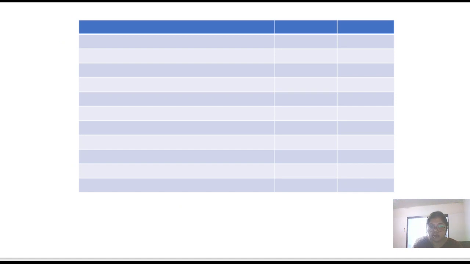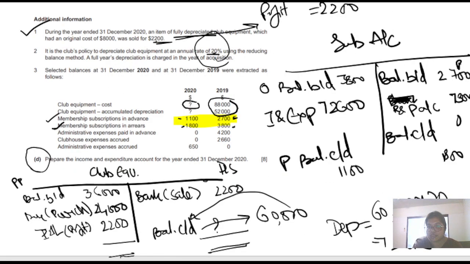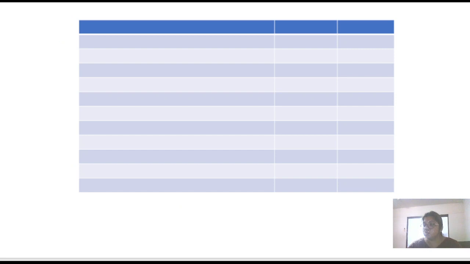So the subscription is clear to you, how you're going to calculate the subscription, as well as you came to know how to calculate the assets account. So we are going to prepare the income and expenditure account without wasting time. So for the income and expenditure account for the year ended, you have to write it here like this. So what is your income? First of all, subscription is your income and we already calculated it. So our subscription is 72,600. We have to write it here.